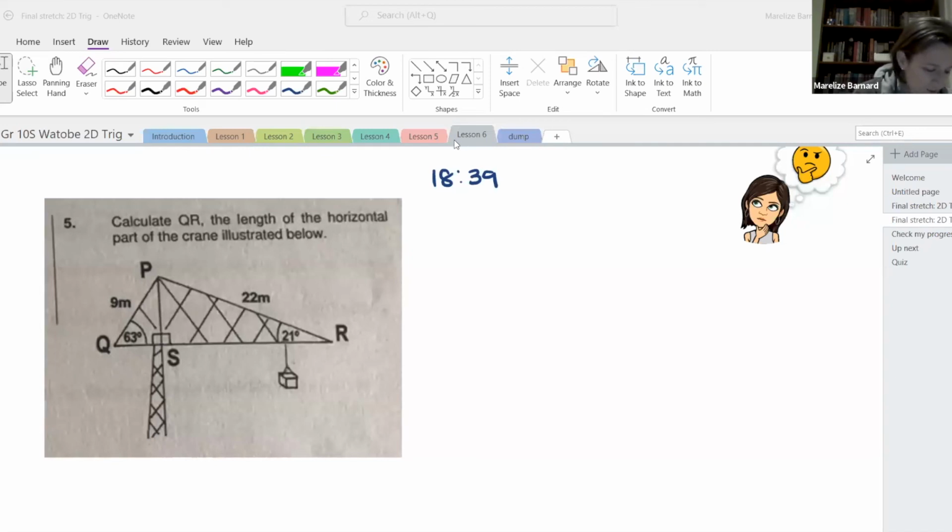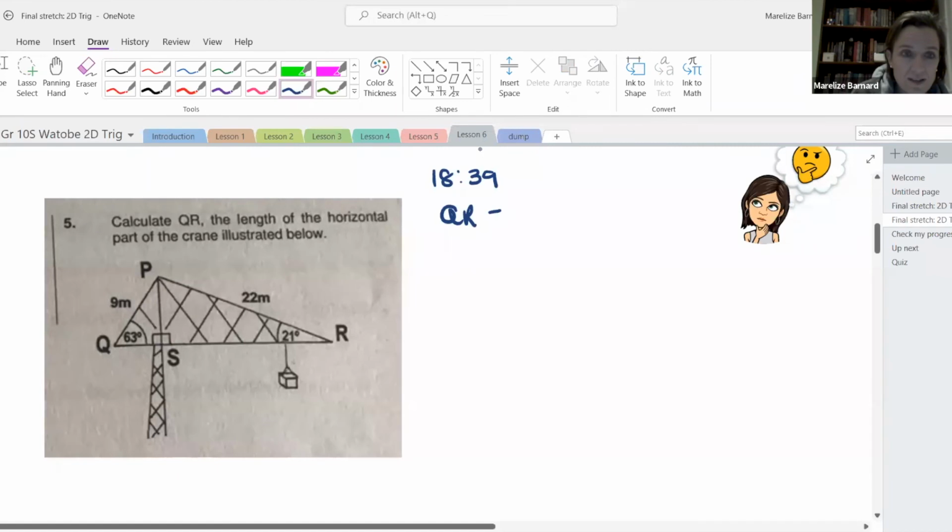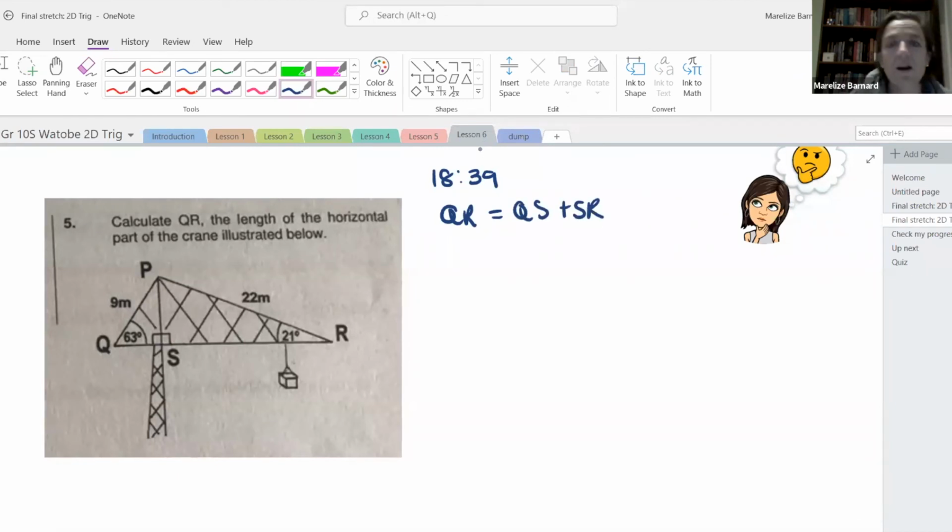So we are going to start. There's two ways to start: you could have started by solving for SR first or for QS first. But the point is that QR is made up of QS plus SR. If you remember our previous lessons, it turned out to be a good idea to break the lengths up into different parts. So that's what we do here as well. It's something you do a lot of in 2D trig.